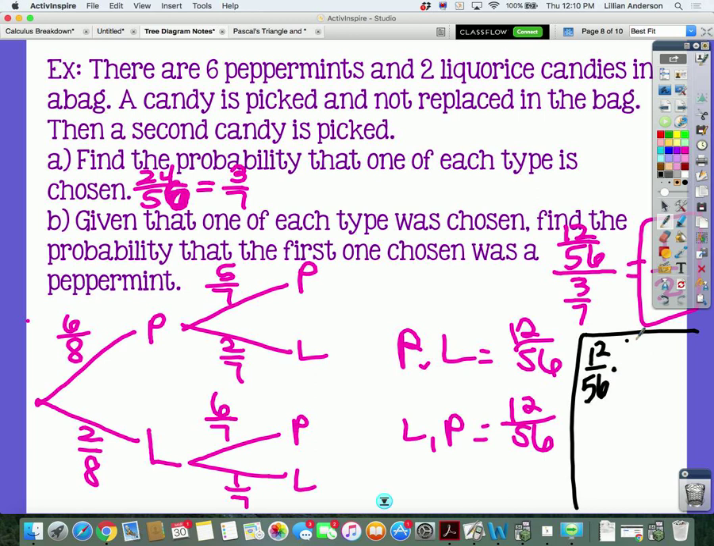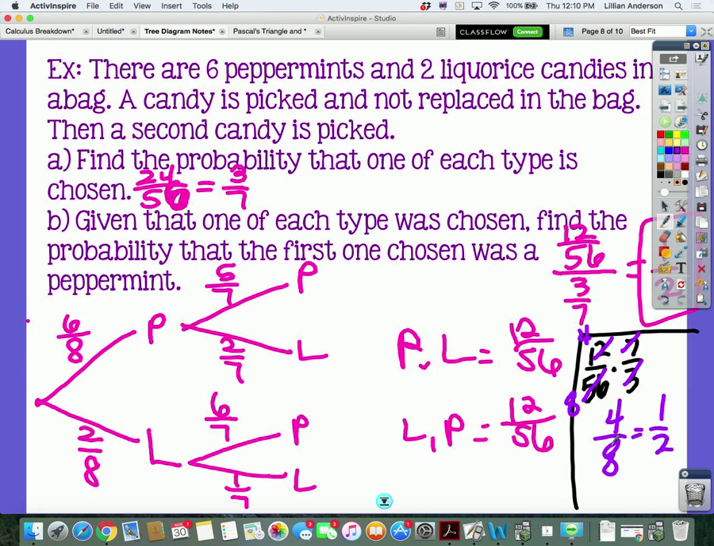You can either multiply straight across or you can do a shortcut. What I like to do is, doesn't 3 go into 12? Yeah. 4 times, right? Doesn't 56 go into 7? Yeah. How many? 8 times. So you'll have 4 over 8, which reduces down to 1 half.